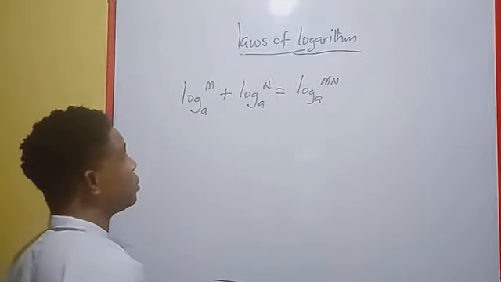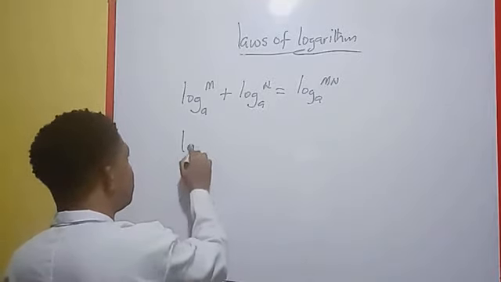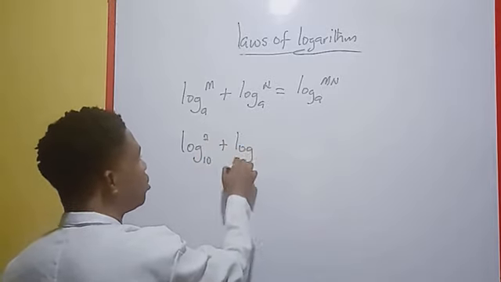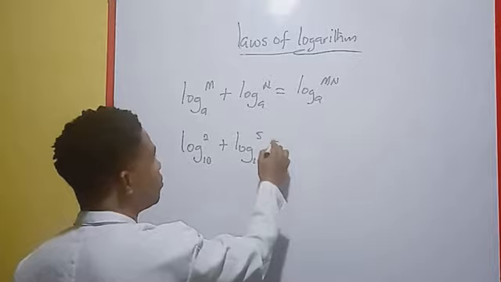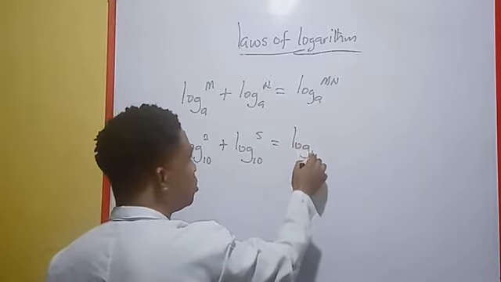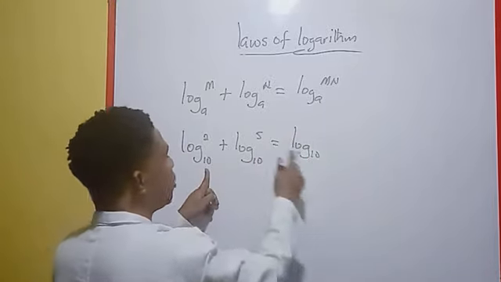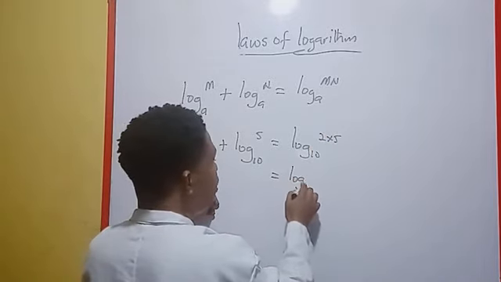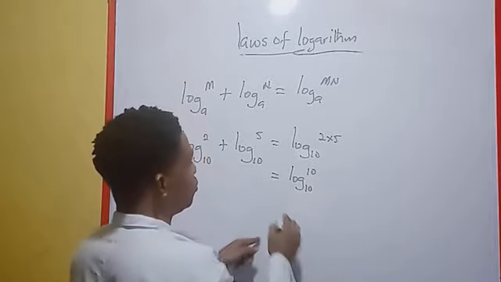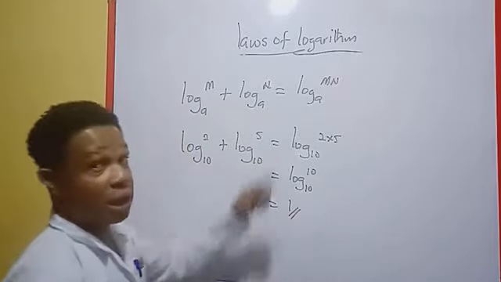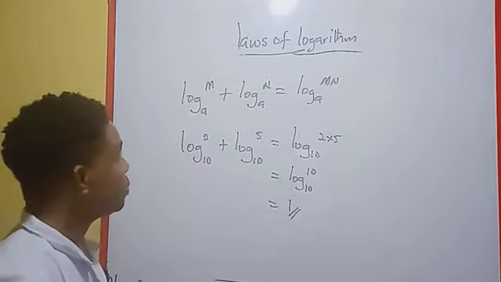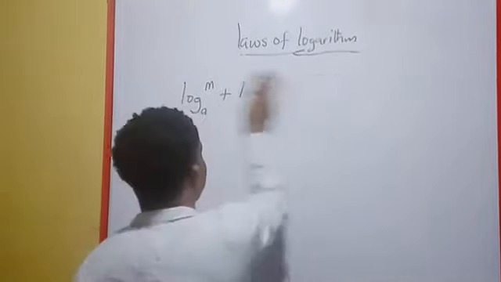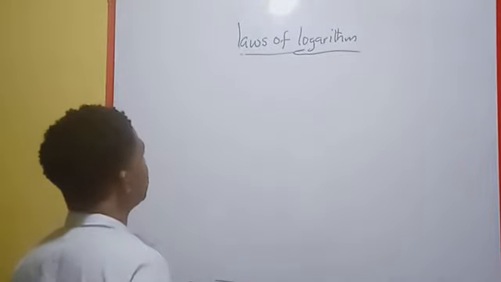For example, if I have log 10 to base 2 plus log 10 to base 5, I will take the base because it's common to both of them, then you multiply the power. So 2 times 5. 2 times 5 is 10. So this will give us 1 based on the first law I gave to you earlier. Okay, that is it.